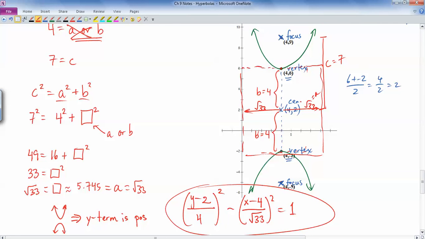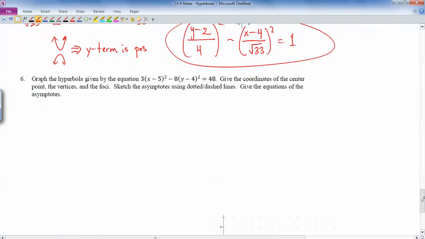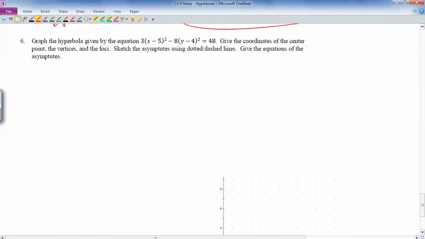Okay. All right, let's try another one. So we'll flip the page, number 6. Graph this hyperbola. So it's 3(x minus 5) squared minus 8(y minus 4) squared equals 48. Okay. So let's see. One thing that we need is we need to get it to be 1 on the 48 side. So we'll divide everything by 48.